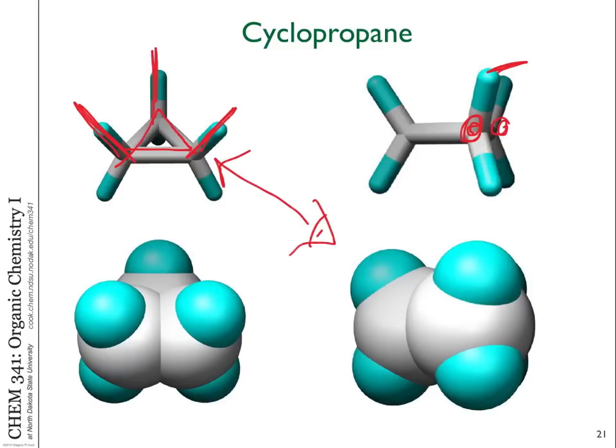You see that? Hopefully these three-dimensional pictures give you some better perspective on that. As we start to substitute groups on, you can see that steric strain will also be very, very important. Okay, any questions on cyclopropane?